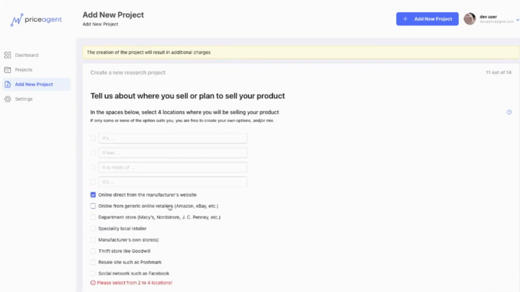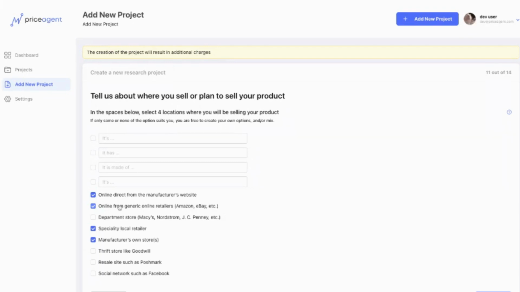This step is about where I sell my product. I would sell them on my own website. I would also sell them on generic online retailers, but also specialty retail stores and my own stores. Here you have to remember that if you want to measure, say that I am in the US and filling this out, but actually launching in Germany.